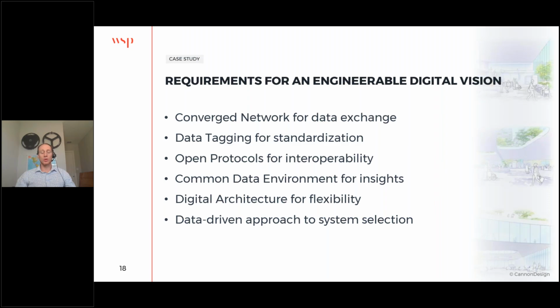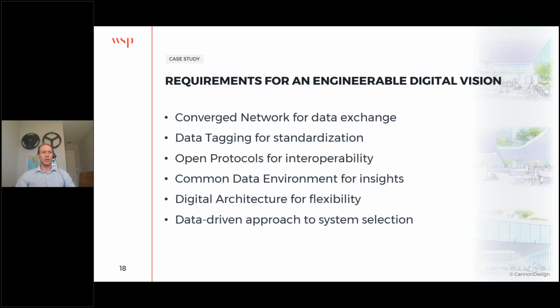We also followed an approach not just of collecting data for the sake of collecting data, but data was collected to drive specific key performance indicators. The digital architecture, I mentioned this earlier, around flexibility to support swapping out of systems, to support different OEMs, to ensure that there's a competitive marketplace to provide solutions for this client. And then a data-driven approach to system selection.